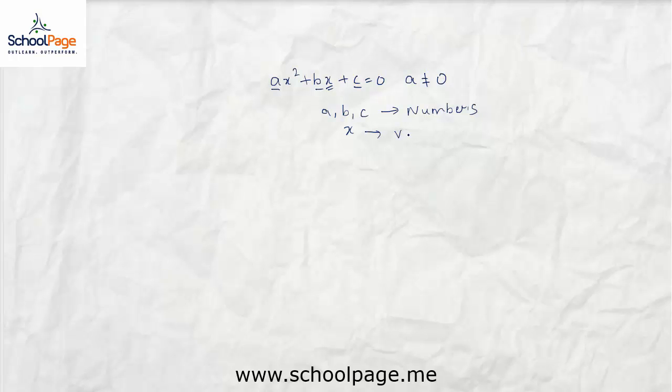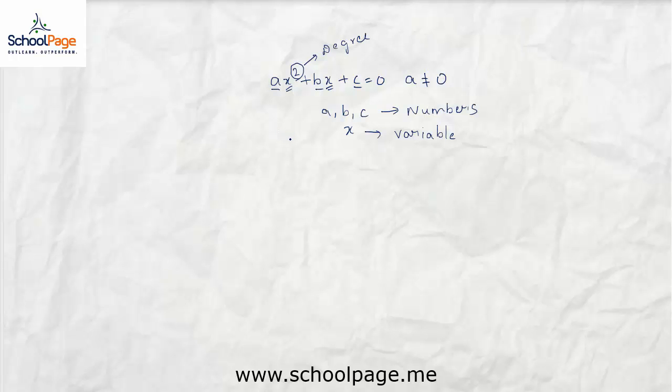Let us first understand what a quadratic equation is. A quadratic equation is of the form ax square plus bx plus c equal to 0, where a is not equal to 0. In this quadratic equation, a, b and c are numbers. x is a variable. In the quadratic equation, the highest degree is always 2 and the variable is always squared.